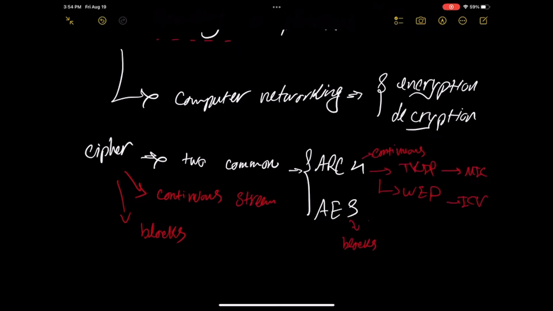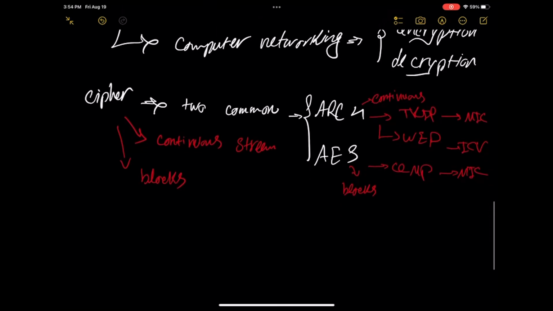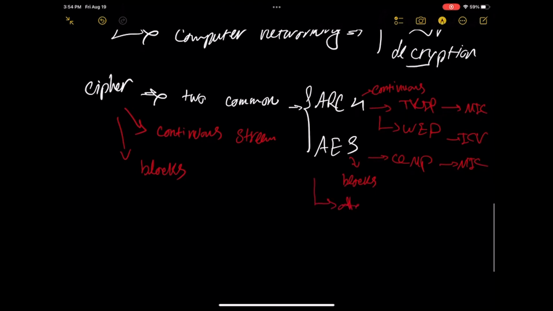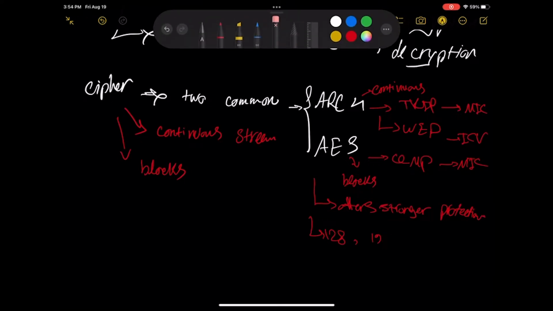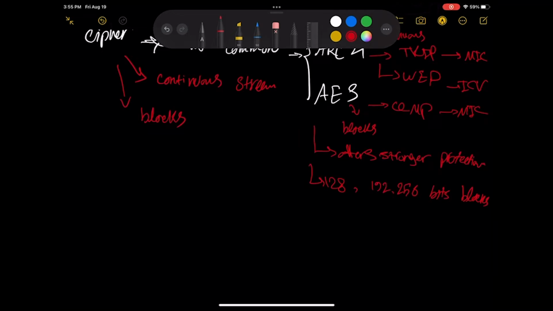For the cipher, I can say there are two common methods: ARC4 and also AES. These are the big things in this topic, and we will talk about them in more detail in the upcoming videos. In general, we have two types of ciphering: continuous streams and blocks of code. ARC4 works based on the continuous stream, and AES works on blocks.